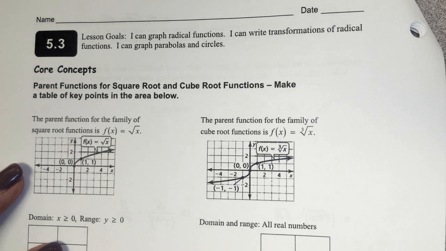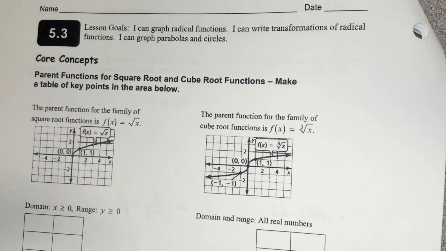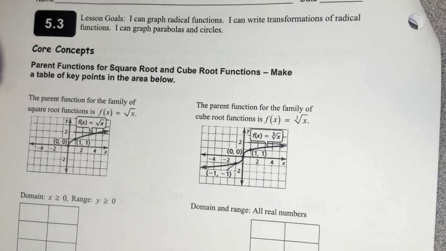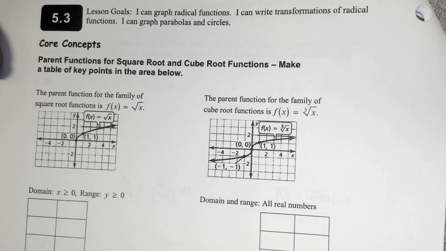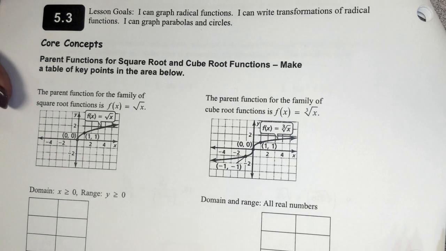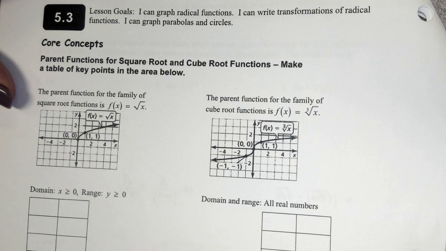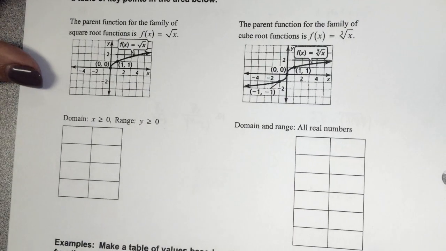Today we're taking a look at section 5.3. We're going to be looking at how to graph radical functions, and we're also going to be looking at transformations of radical functions. And lastly, we're going to take a look at graphing parabolas and circles as a bit of a review.